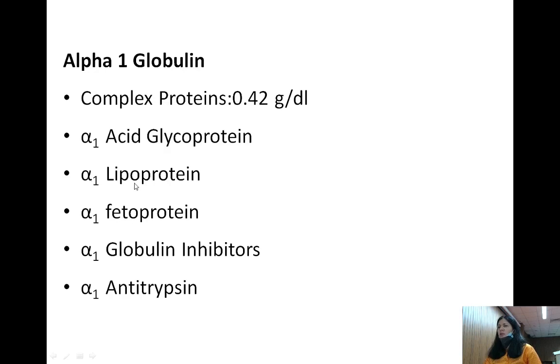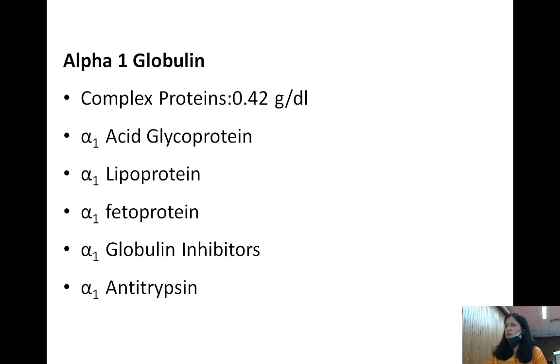Then alpha 1 lipoprotein. What is the other name of alpha 1 lipoprotein? Anyone? You have already learned about lipoproteins, isn't it? You have got HDL, VLDL, LDL, IDL. So what type of lipoprotein is alpha 1 lipoprotein? Anyone? High density lipoprotein. Yes, good. So high density lipoprotein is alpha 1 lipoprotein. Remember, in electrophoresis, it will occupy the alpha 1 band.